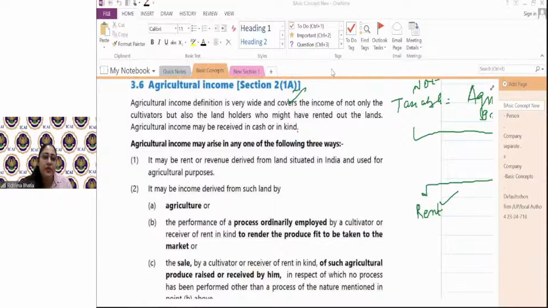Today, on 10th October, we are starting. Technically, we should start our next chapter, which is residential status. But since in the previous class some part related to agricultural income was left, we'll do that today first, and then we'll move on to residential status.